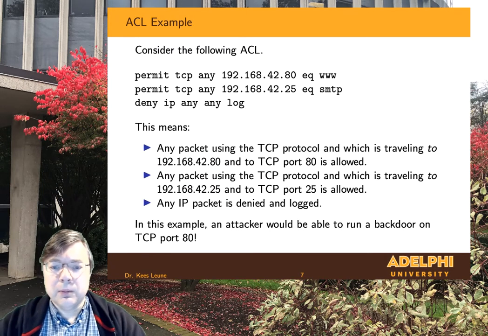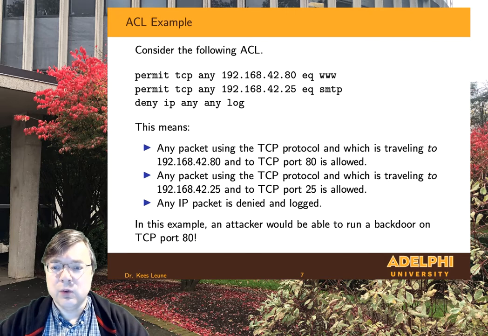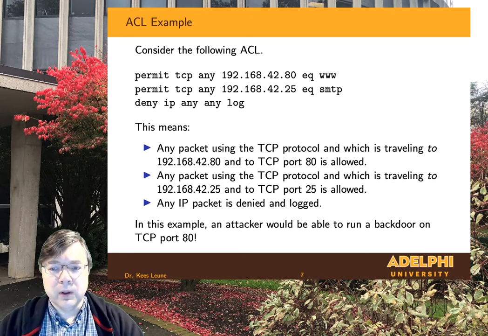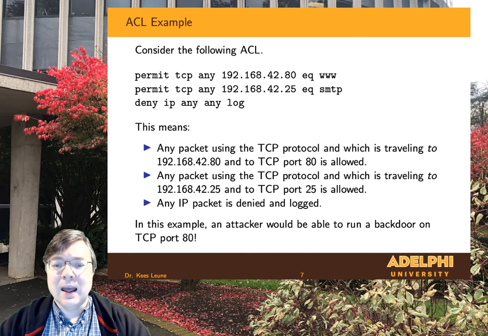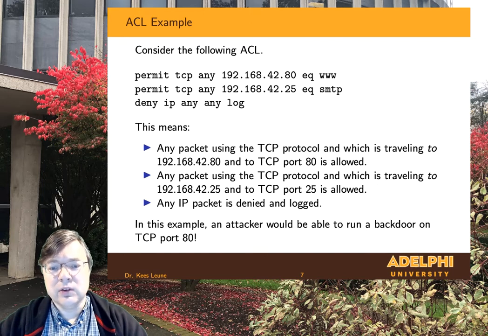Let's look at another example. So for example, here I have two permits and one deny rule. The first permit will allow TCP traffic coming from anywhere to that IP address 192.168.42.80 equal www. That's a symbolic notation for TCP port 80. And we'll have a permit TCP any equal SMTP, which is symbolic for TCP port 25. Anything else, any other traffic, as long as it's IP traffic, is being denied.